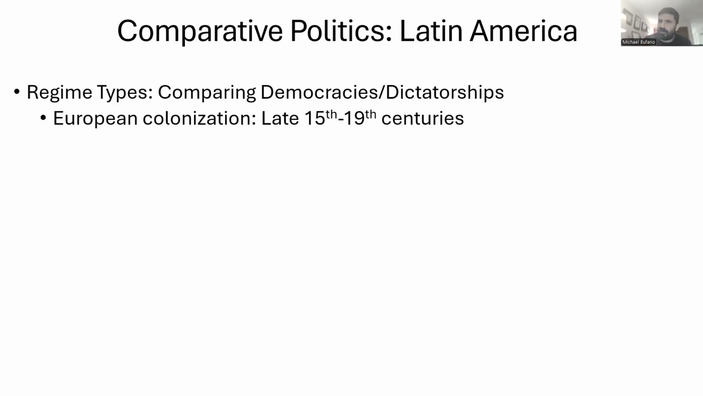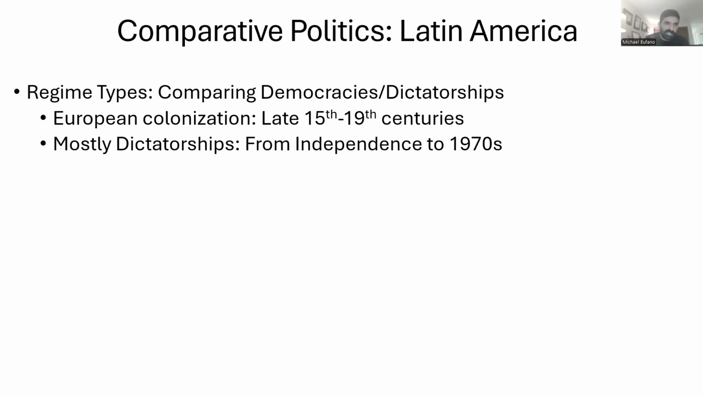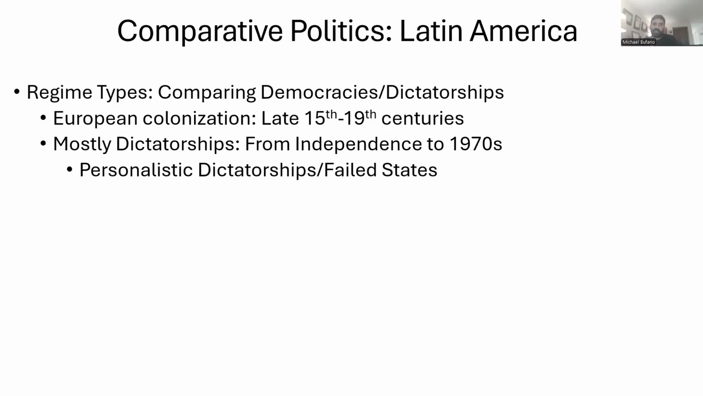And so we'll talk a lot about the European colonial era and differences between colonies that were controlled by Brazil and Spain and France from the late 15th to the 19th centuries. Now, we're also going to talk about the regimes that emerged after independence. And in fact, from independence to about the 1970s, most of these countries were dictatorships at various points in time, although the nature of their dictatorships varied.